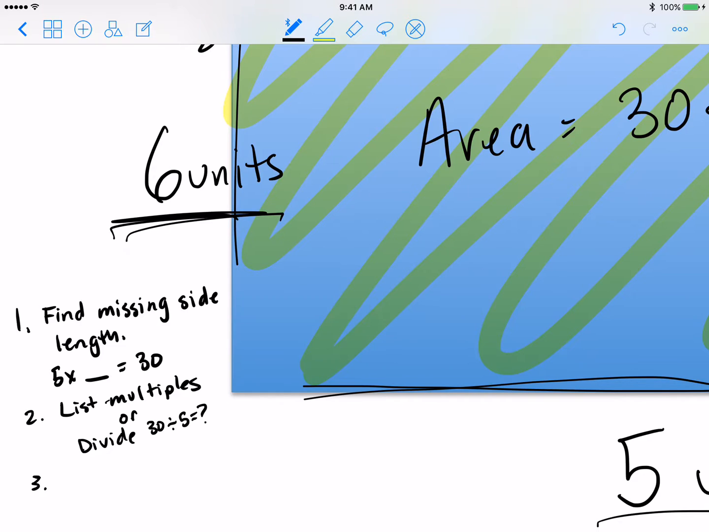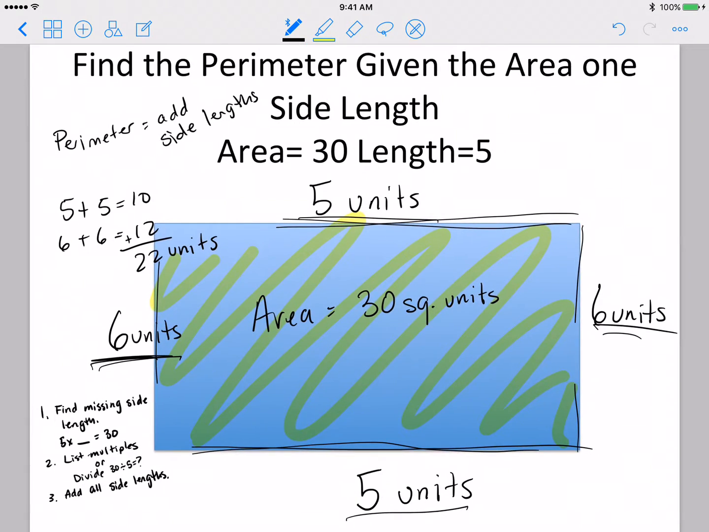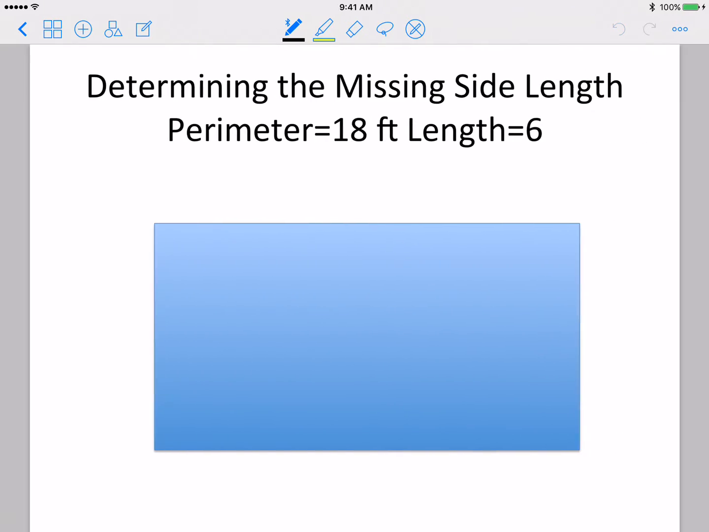And then once you find that, you're going to add all side lengths. Okay? Those were our steps for this type of problem. So if you're ever asked to find the perimeter given the area and one side length, that's how you would approach this type of problem.